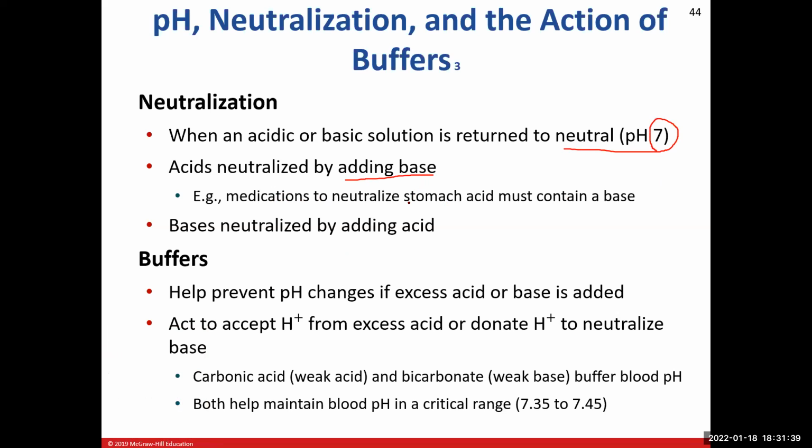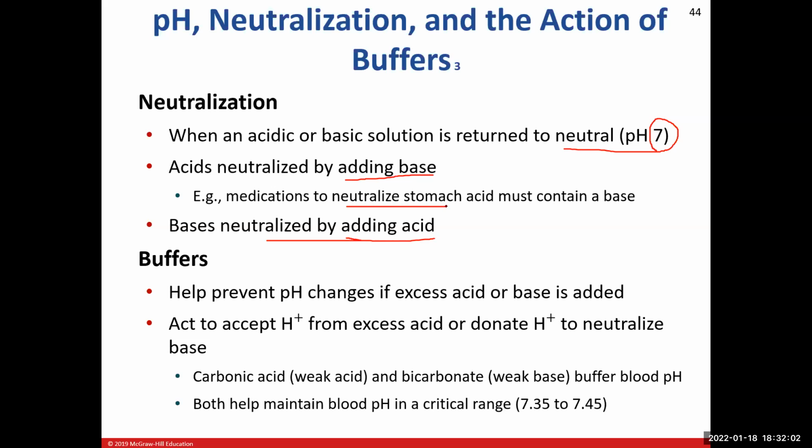And if our solution is basic, we just add an acid to it. That's how we can neutralize stomach acid. Stomach acid has a low pH, so in order to increase the pH value from 2 to 3 up to 7, we add a base to it. That's what an antacid is.